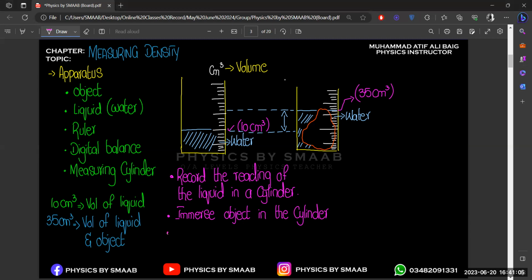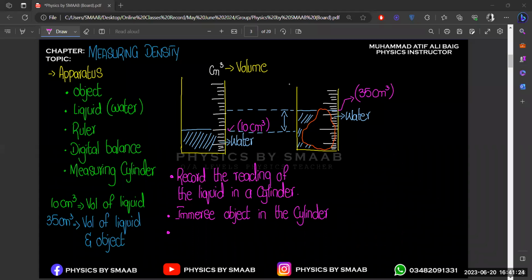Then we will only give a stone and some water. We need to do a simple calculation. What we need to do? We know that 10 centimeter cube is the volume of water, right?